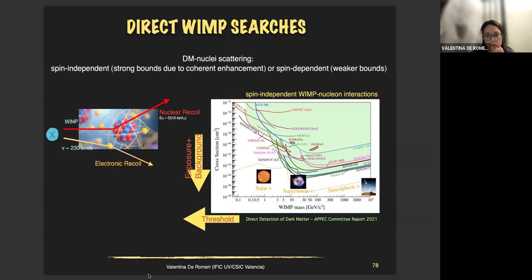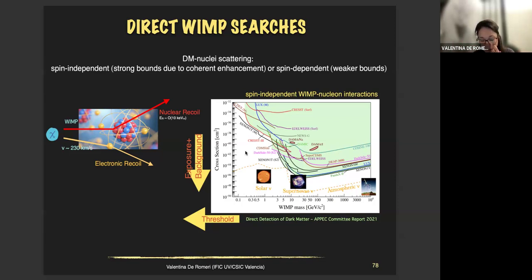So the current status of these searches is summarized in this figure concerning spin independent WIMP nucleon interactions. And we see that all the colored lines and this green area correspond to the region that has been already explored by different experiments in terms of the cross-section and the WIMP mass. Of course, experiments are continuously improving, and they are expected to test smaller and smaller cross-sections by increasing the exposure and lowering the backgrounds, and exploring smaller WIMP masses by lowering the energy threshold.